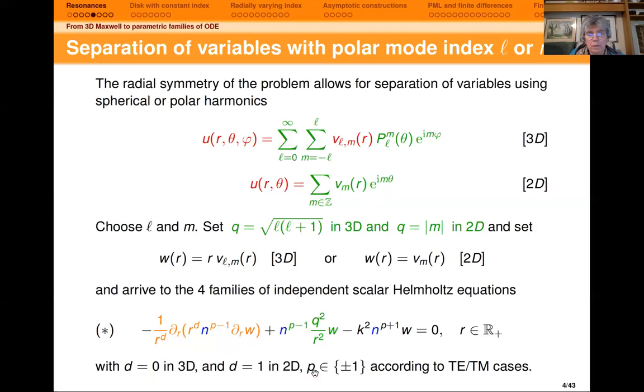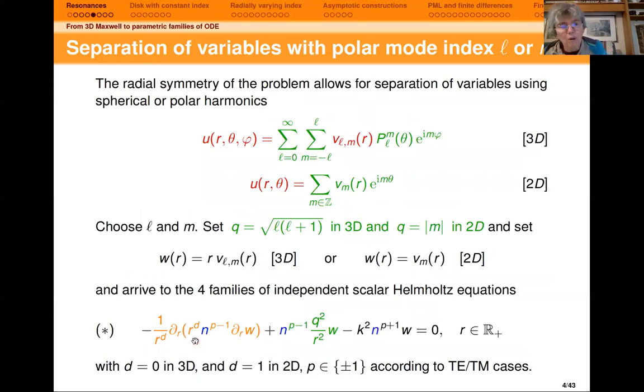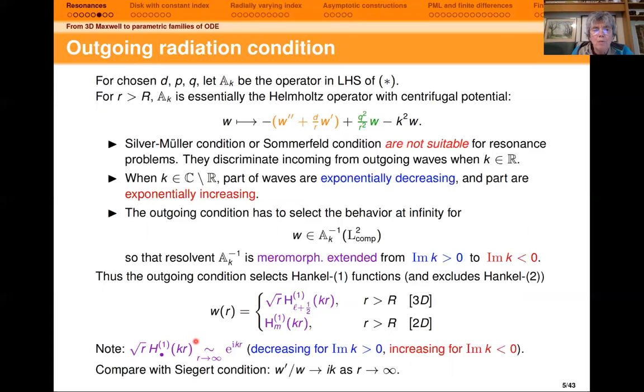So anyway, the p will be plus or minus 1 depending on TE and TM, and of course swapped between 2D and 3D. So this is not very important. This is important when you have to connect that with computations or with physics. But for us, from the theoretical point of view, they all have about the same properties. So now, I will review this equation further.